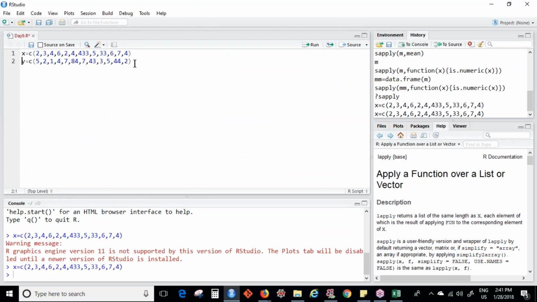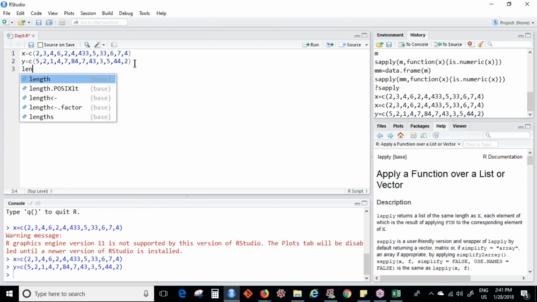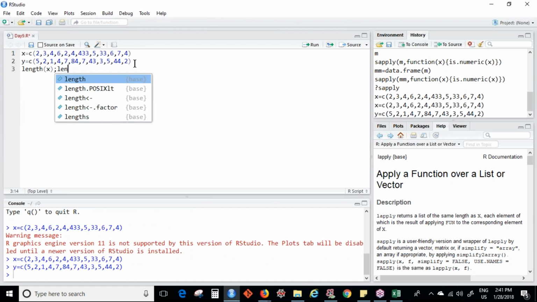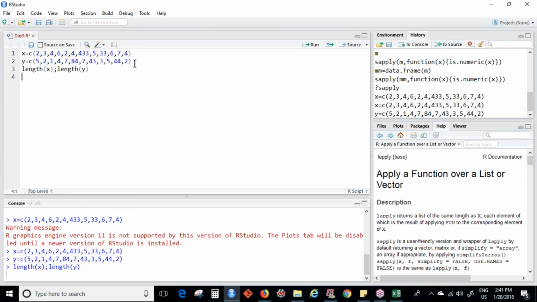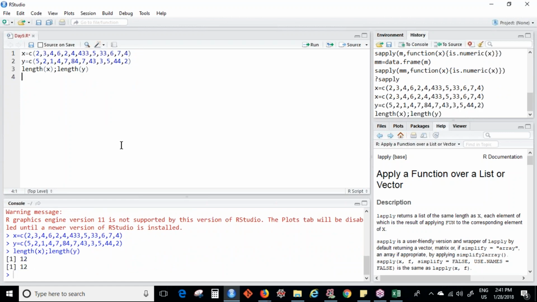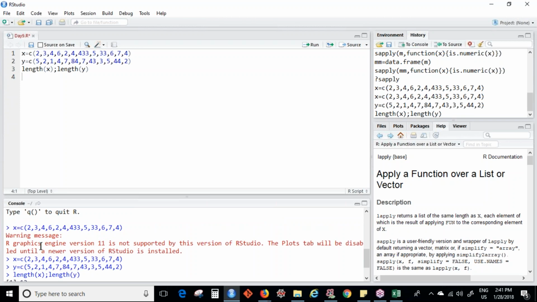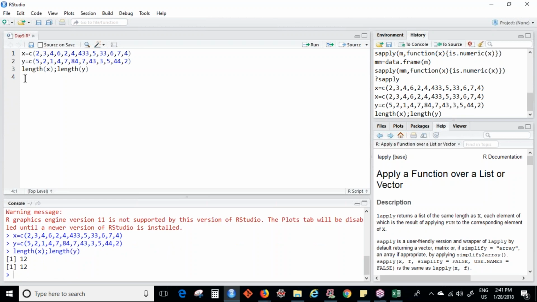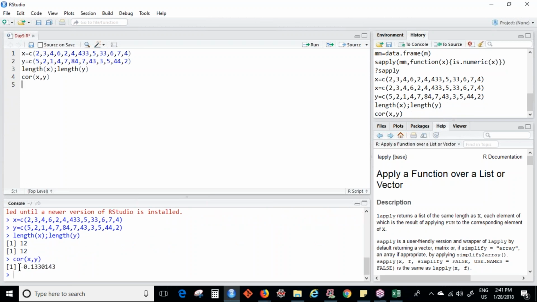So I run this, I check the length of X, and then I check the length of Y to see if they are equal. Yeah, both are equal. Yes, they are of the same length. Both are 12. Okay, so now I will just run the correlation function. I'll give X and Y, and I will get the correlation between them. So the correlation between them is minus 0.13.